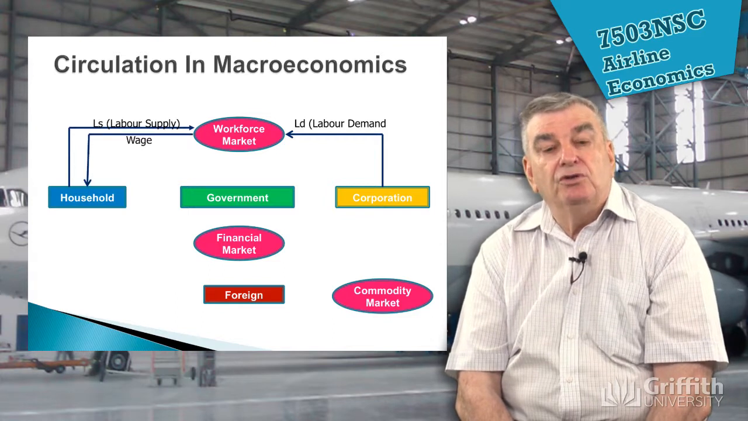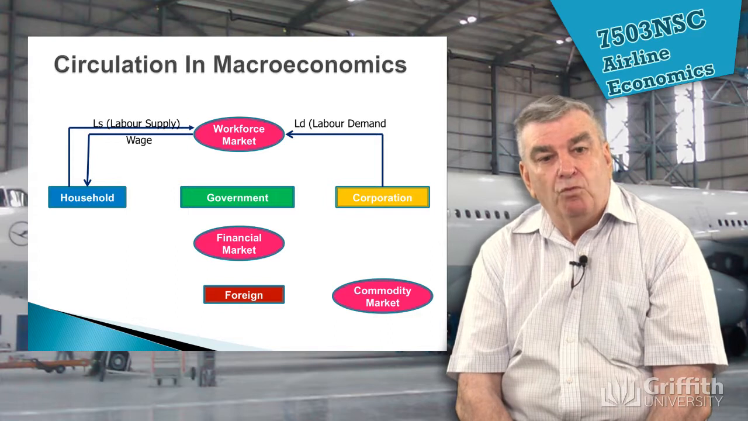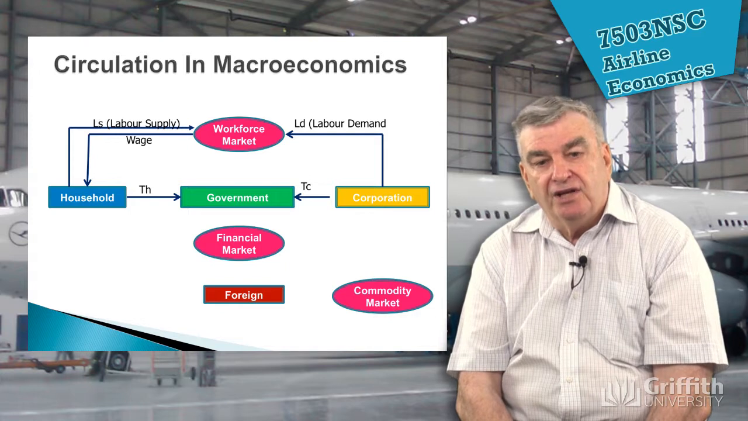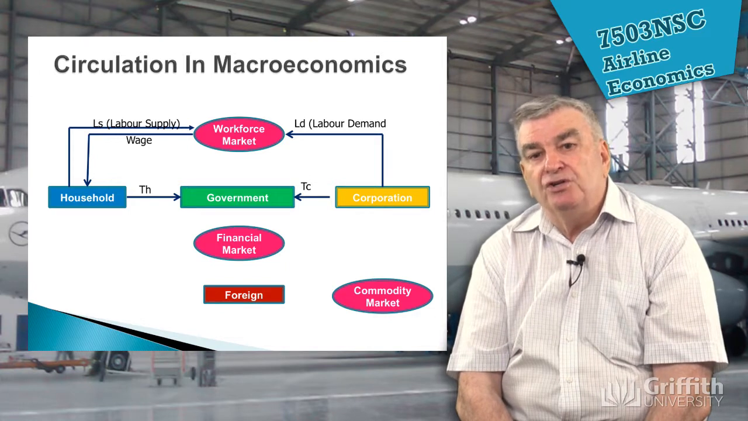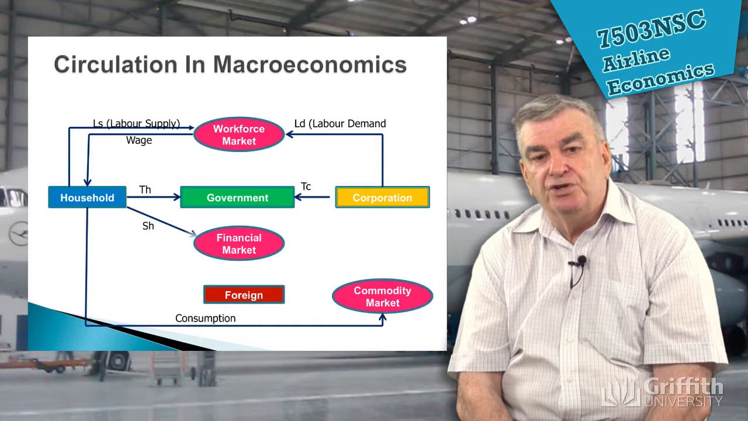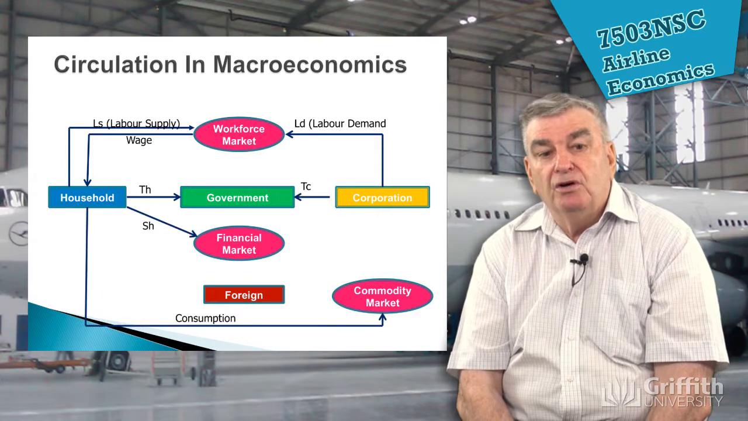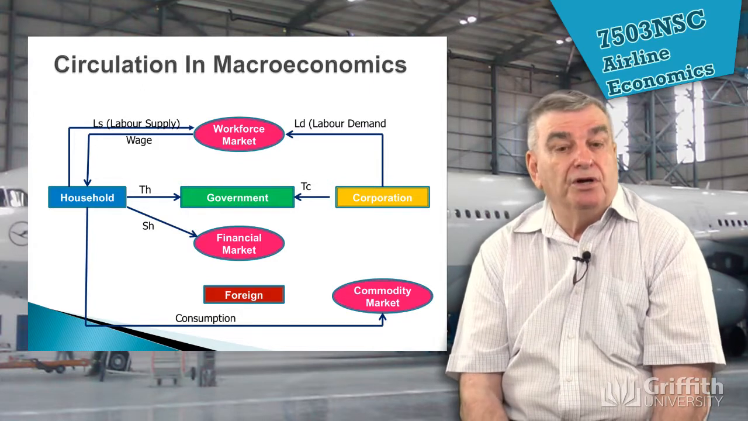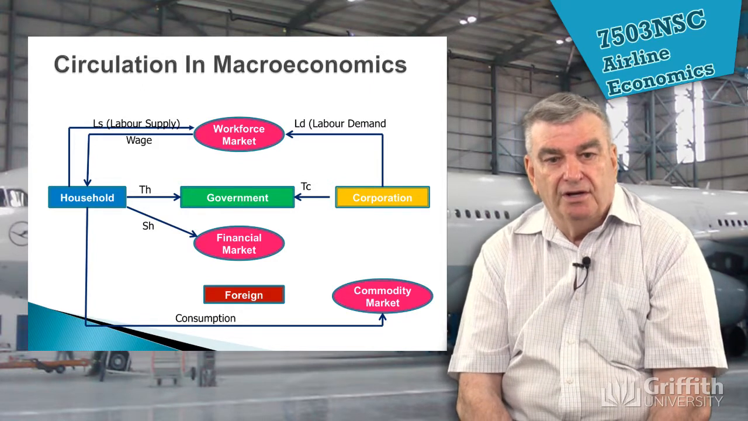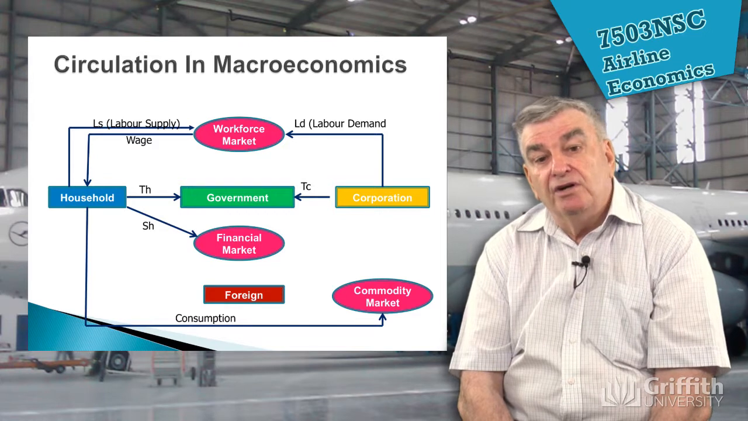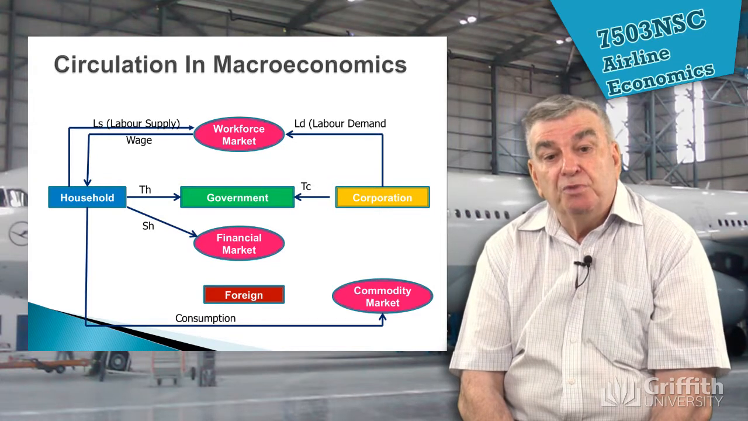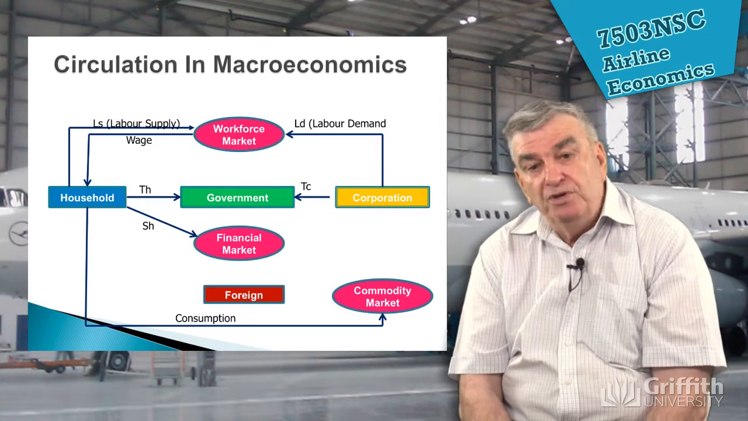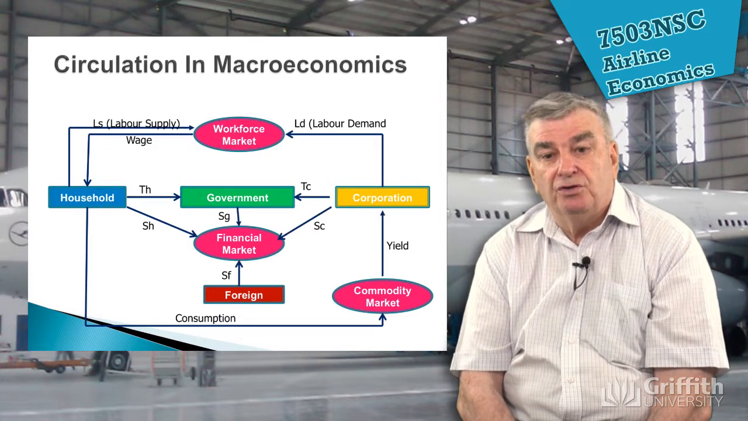And then of course the workforce market provides a wage back to the households, and the households can then pay taxes to the government, and the corporations, as they earn money, pay taxes also to the government. Then of course we get the households go out and spend part of their disposable income on commodities. It could be buying a seat on an airline. Also, they might decide that they're going to invest part of their disposable income in that financial market, and they might buy shares in airlines, and we'll be seeing as to how important that is throughout the course.